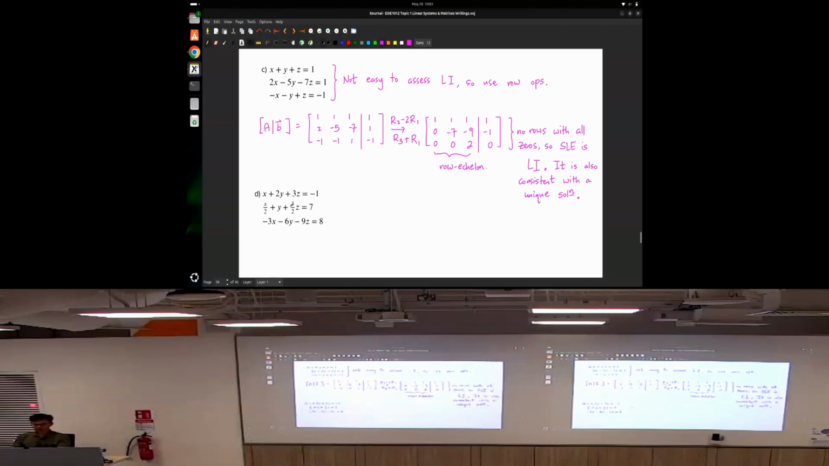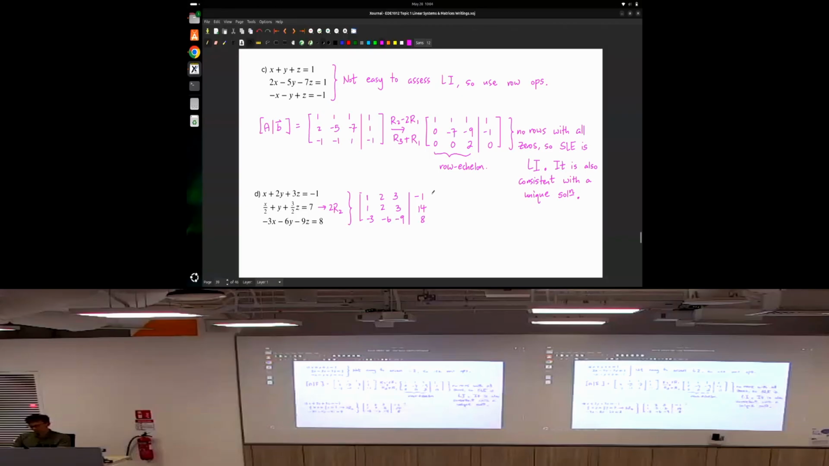You can see that there are fractions here, so maybe it's easier to just multiply row 2 by 2. So 2 times row 2, then write down the augmented matrix. You get 1, 2, 3, minus 1. Then this one, after you times 2, you'll get 1, 2, 3, 14. Then this one will be minus 3, minus 6, minus 9, 8.